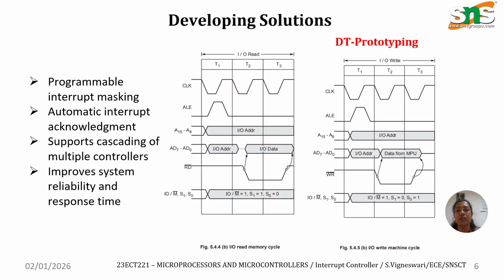Modern interrupt controllers provide advanced features like programmable interrupt masking, automatic interrupt acknowledgement, cascading multiple controllers, improved reliability and faster response time. So in larger systems, multiple interrupt controllers can be cascaded to handle up to 64 interrupt lines based on the cascade lines CL0 to CL3, where all these 4 lines can be used to handle such 64 interrupt lines.